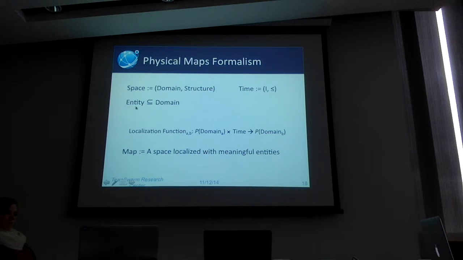The idea of an entity is a subset of the domain. To give you an idea of this, if your domain is a floor plan, an entity could be a room in that floor plan. An entity could be a person or a point in that floor plan. So a localization function from one space to another space maps an entity and a time to an entity in the other space. I'll have an example of this in just a bit. Finally, a map is a space that's localized with meaningful entities.